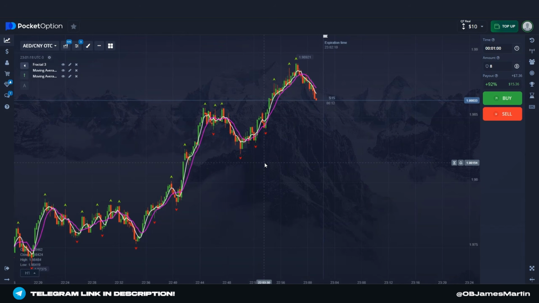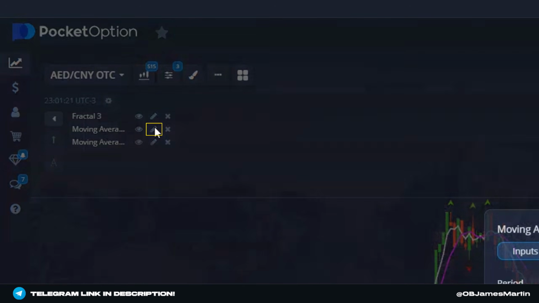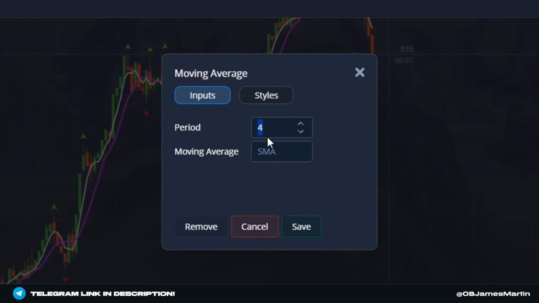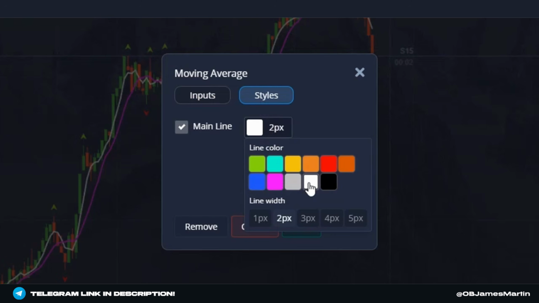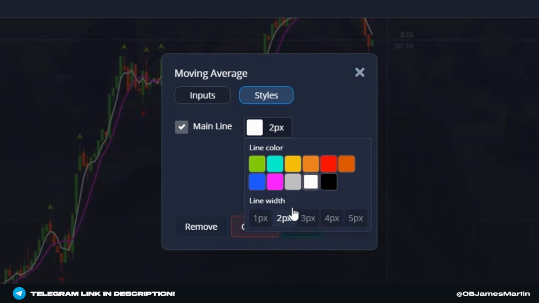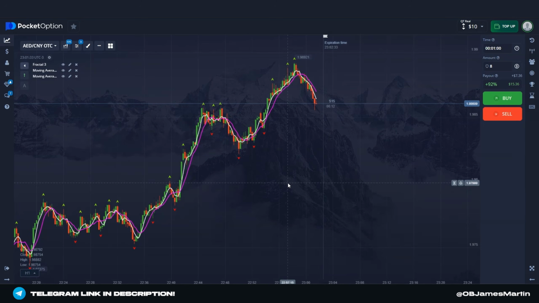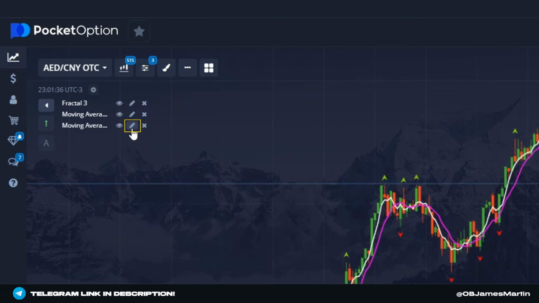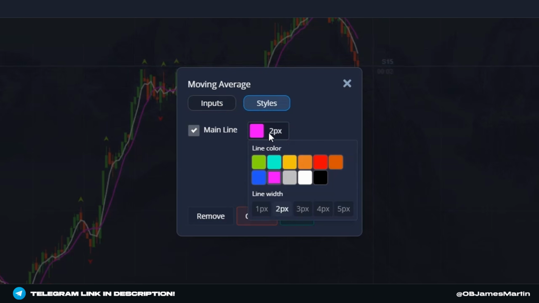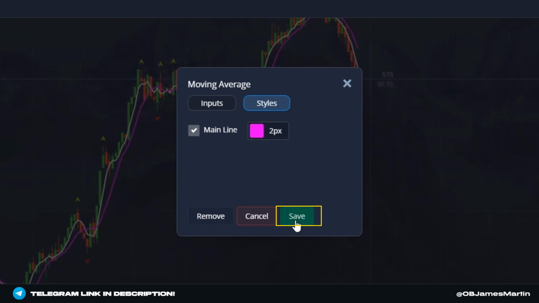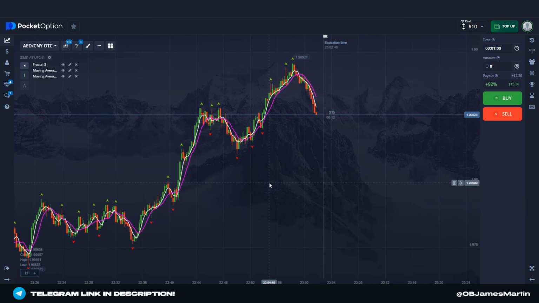Right now, let's go to the first moving average: period 4, simple moving average, and for the style I like to use white, with 2 on thickness. The second moving average, you're going to use period 8, simple moving average, and for the style I like to use pink with 2 on thickness. Now that all indicators are set up, I can scroll through the chart and currency pairs and look for interesting situations.